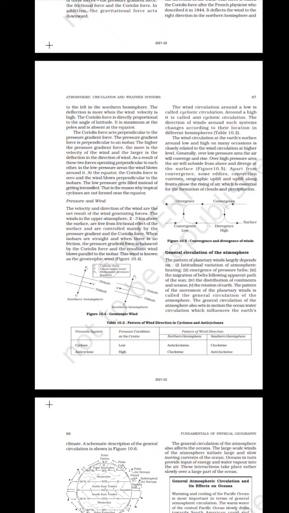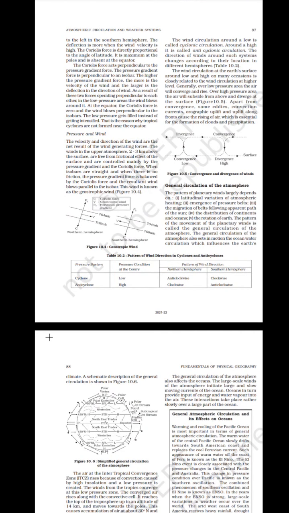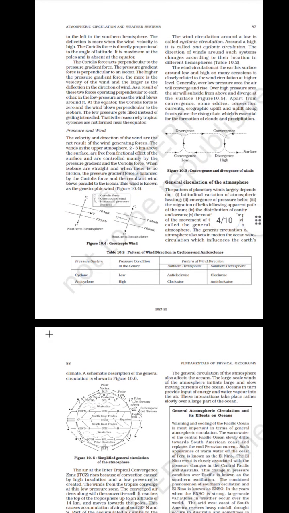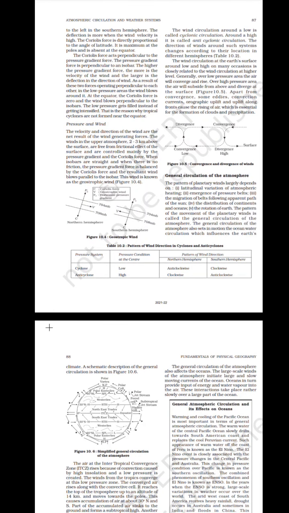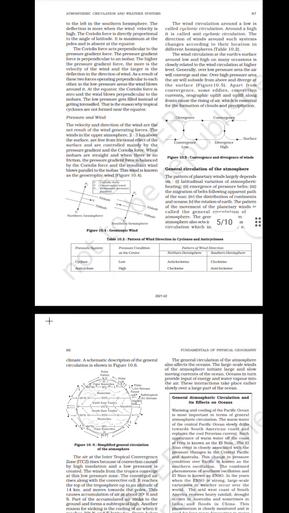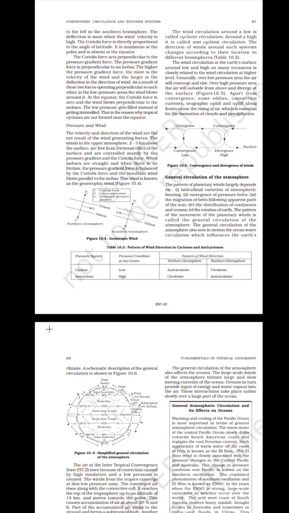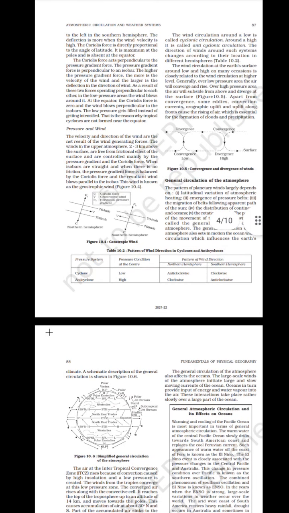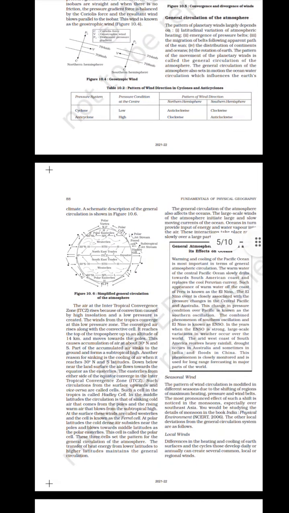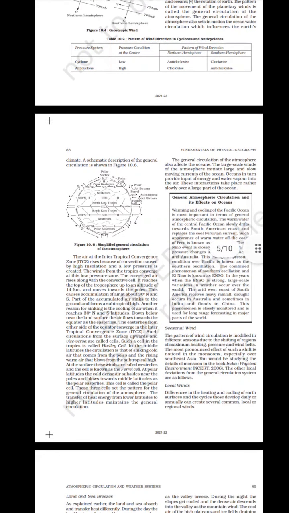General circulation of the atmosphere. The pattern of planetary winds largely depends on latitudinal variation of atmospheric heating, emergence of pressure belts, the migration of belts following the apparent path of the sun, the distribution of continents and oceans, and the rotation of earth. The pattern of the movement of the planetary wind is called the general circulation of the atmosphere. The general circulation of the atmosphere also sets in motion the ocean water circulation, which influences the Earth's climate. A schematic description of the general circulation is shown in figure 10.6.